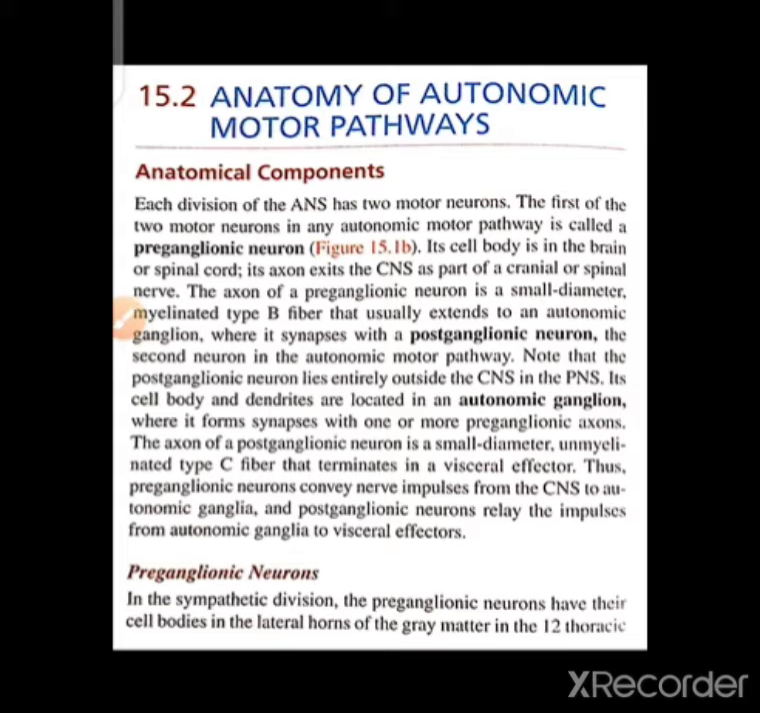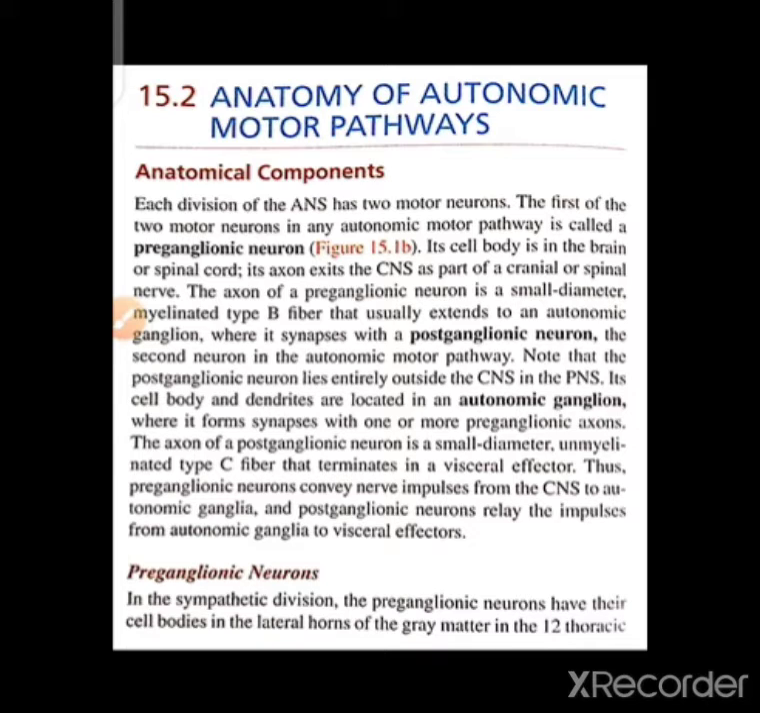The axon of a postganglionic neuron is a small diameter unmyelinated type C fiber that terminates in a visceral effector. Thus, preganglionic neurons convey nerve impulses from the central nervous system to autonomic ganglia, and postganglionic neurons relay impulses from autonomic ganglia to visceral effectors. Autonomic means they supply the visceral effectors.